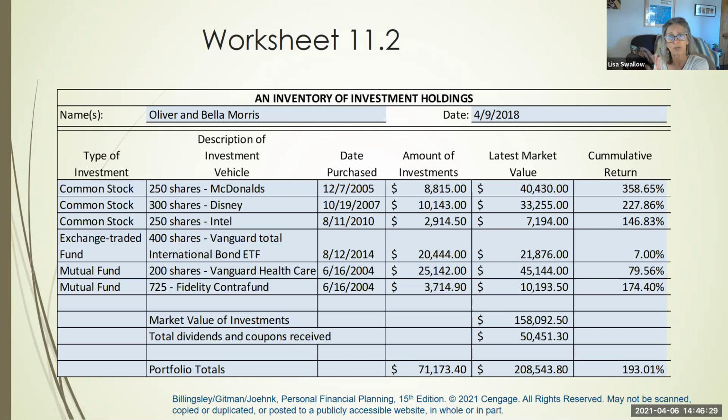Latest market values, we're going to go look that up on Yahoo. What was it trading for as of April 9th, 2018? I got a per share amount and I multiplied it by the 250 shares. The next column said, what's the cumulative return? That was the same calculation we did on Thursday: ending value minus beginning value divided by beginning value.